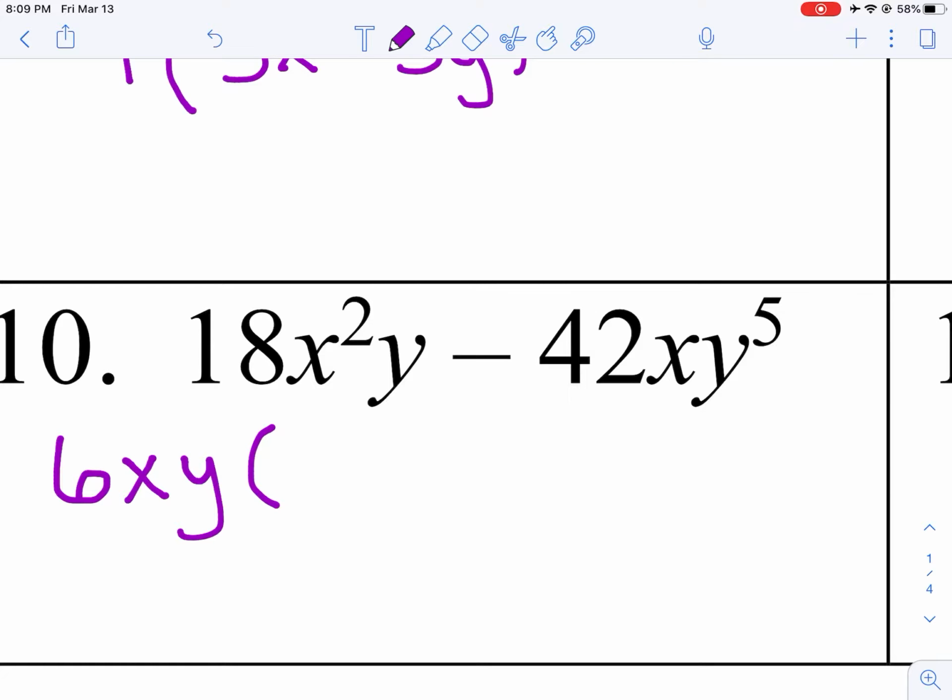So I do this. 18 divided by 6 is 3. X squared divided by x is x. Y divided by y is 1, so that goes away. Minus 42 divided by 6 is 7. X divided by x goes away. Y to the 5th divided by y gives me y to the 4th.